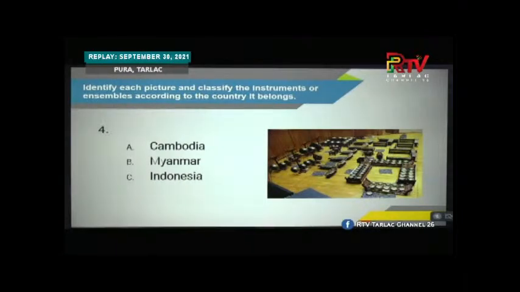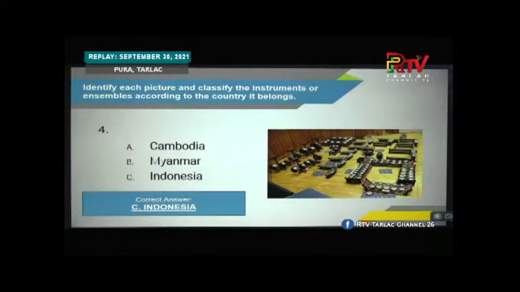What country does it belong to? A. Cambodia, B. Myanmar, or C. Indonesia? If your answer is C. Indonesia, you are correct.